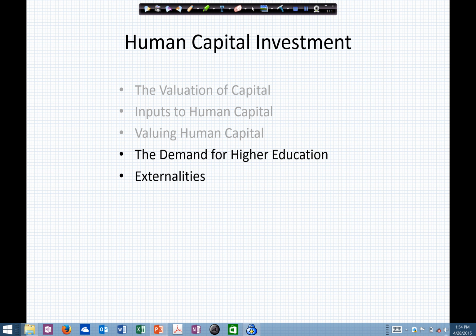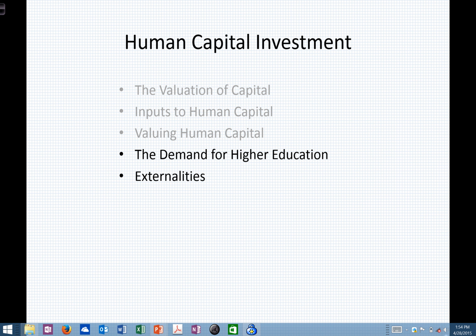In this segment of human capital investment, I'd like to take a look at the demand for higher education. I want to do that because all of us are participants in higher education. You as students at this point, many of you realize that I only fairly recently completed my doctoral education in economics. And so we've both been participants in higher education very recently. It's important to both of us.